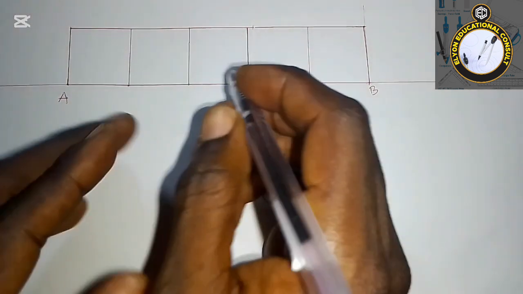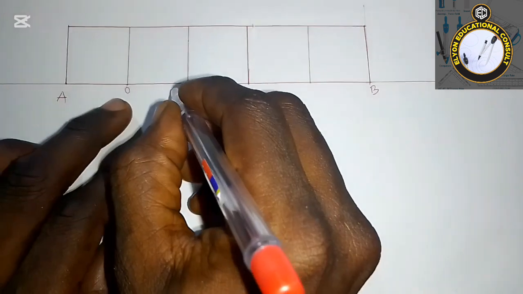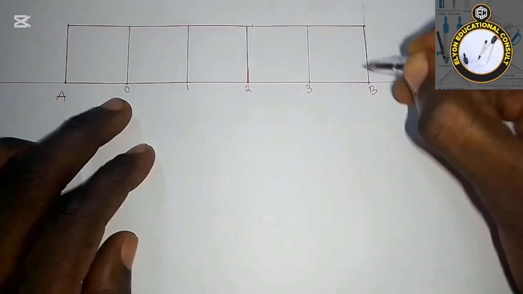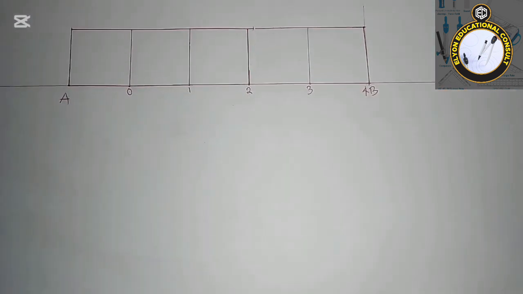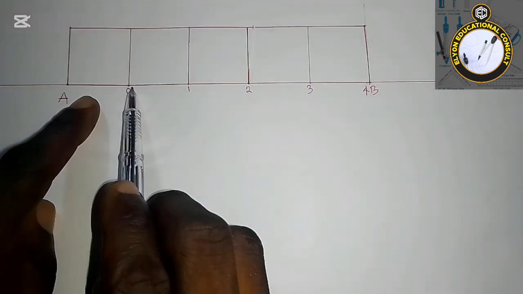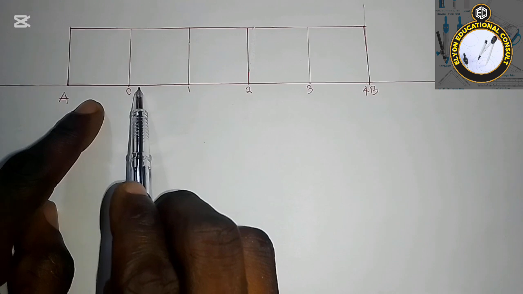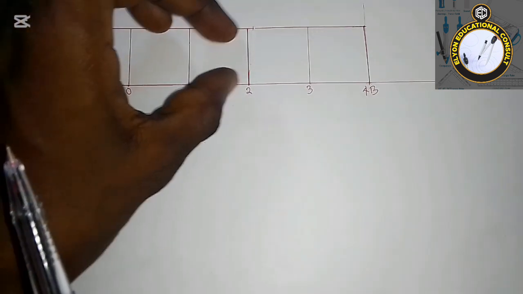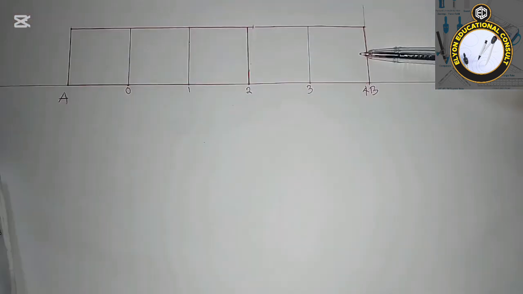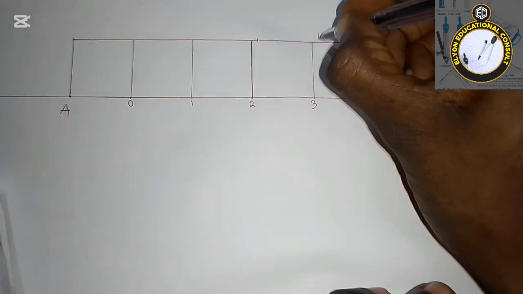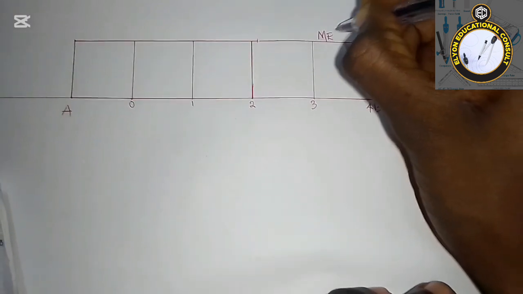So we number the scale. We can call this 0, 1, 2, 3, and 4. All right, so the next thing we are going to be doing now is to pick this first part here, AO. Don't forget that each of these divisions represents 1 meter. So this side now, we can call this side our meters.